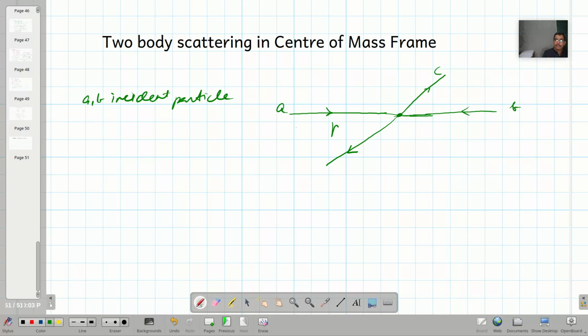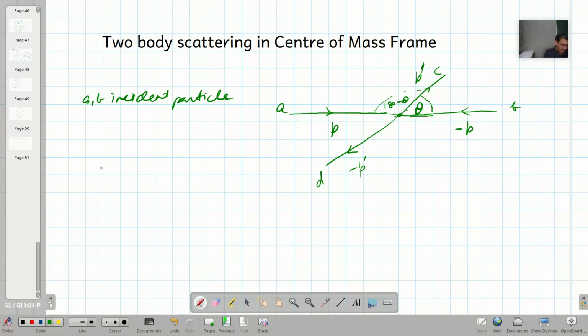And let its momentum be P, and the other's momentum be minus P, the negative of this. The particle C has the momentum P prime and the D particle has the momentum minus P prime. This is the direction of the incident particle and this is the scattered particle. With the incident particle it makes an angle theta, and here this angle will be 180 minus theta, right? This is the diagram which we have to keep in mind.